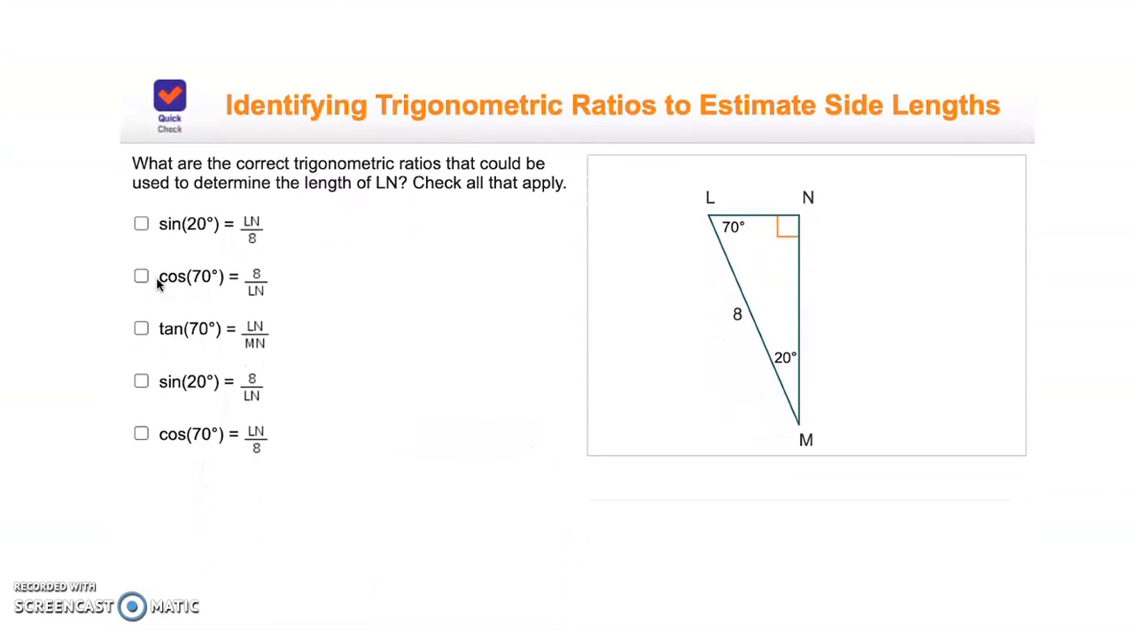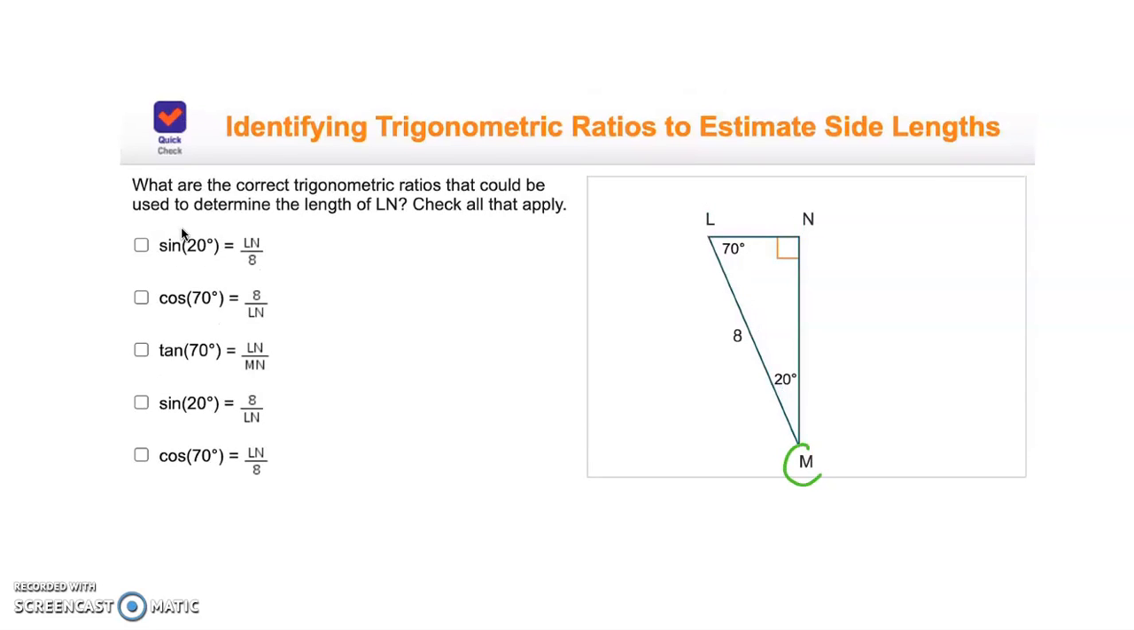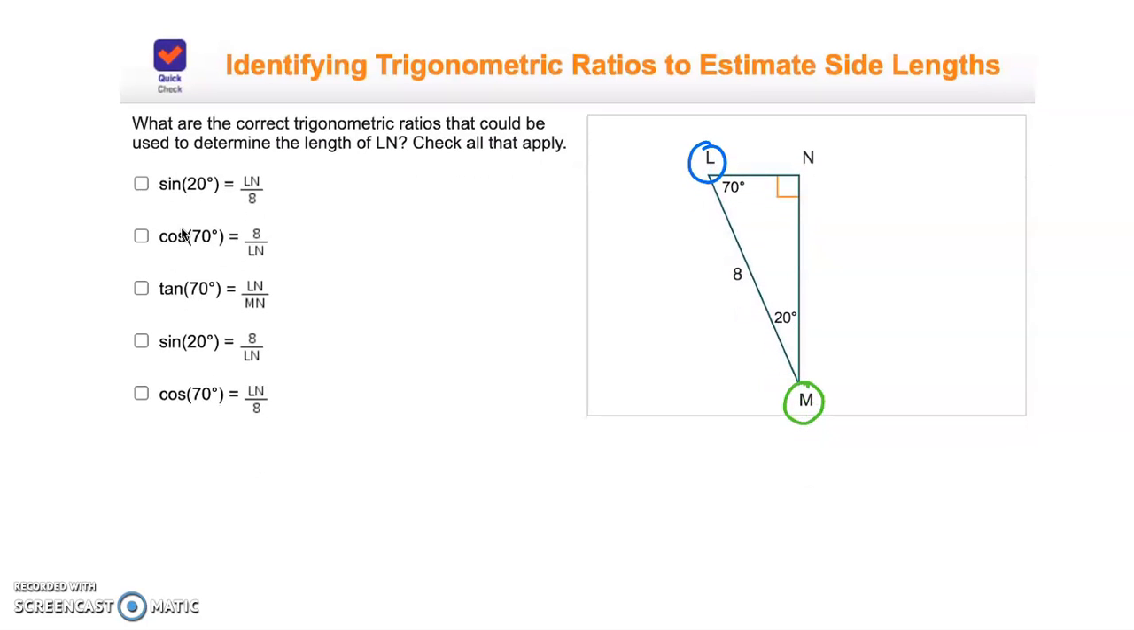If we wanted to use this to estimate side lengths, let's first look at which of these ratios are correct. So sine of 20. I'm going to put M in green and L in blue. Our blue angles are the 70, and our green angles are the 20. So let's look at this case. If we're looking at M, because this is our 20-degree angle, the sine should be the opposite, which is LN, over the hypotenuse, which is 8.